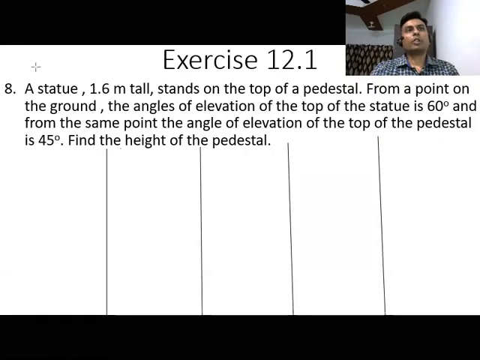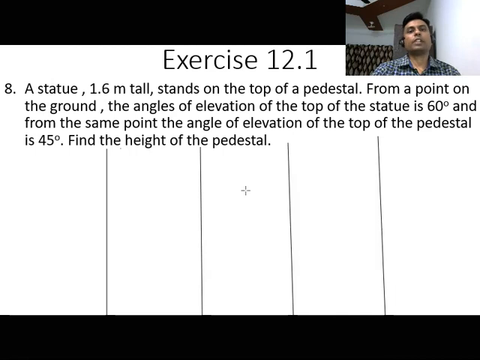Welcome back. Now we are going to the eighth numerical in the first exercise of some applications of trigonometry. The question is, a statue 1.6 meter tall stands on the top of a pedestal. From a point on the ground, the angle of elevation of the top of the statue is 60 degrees, and from the same point, the angle of elevation of the top of the pedestal is 45 degrees. Find the height of the pedestal.